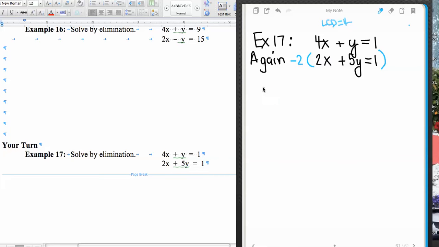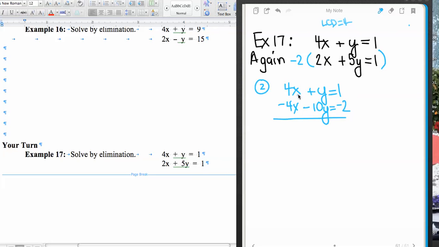So I'm going to copy down the first equation, which I did not change at all. 4x plus y is equal to 1. And then I'm multiplying this one all the way through. So I'm going to have a -4x, and then I'm going to have a -10y, and then I'm going to have a -2 on the right hand side of the equal sign.